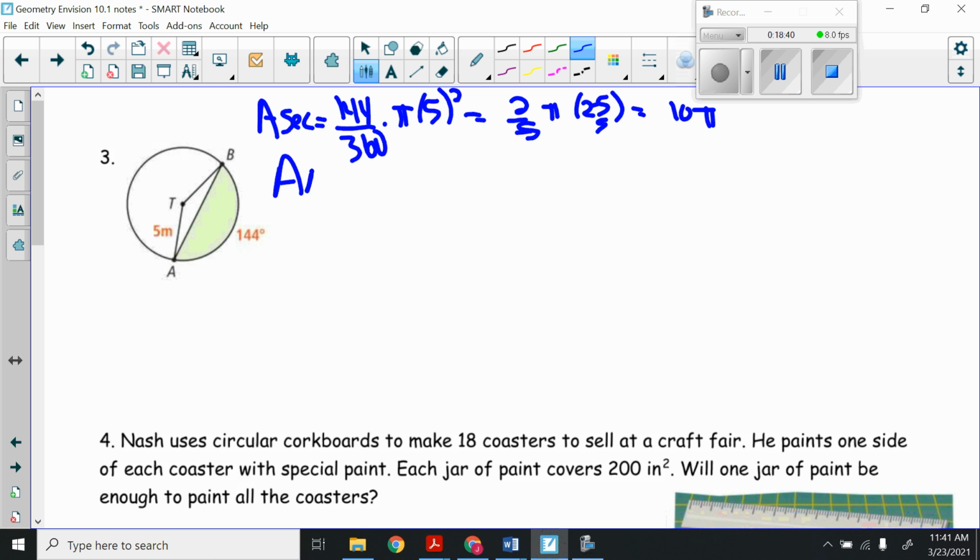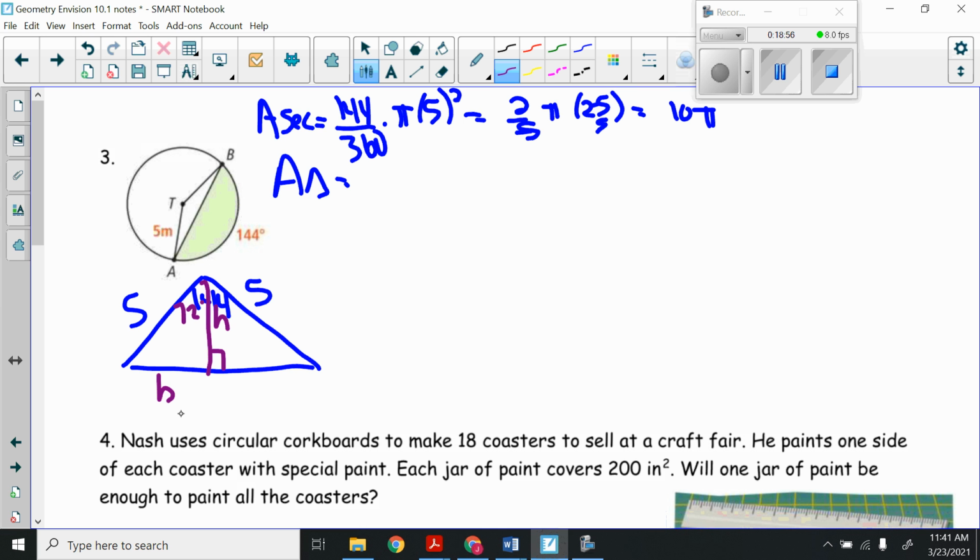The area of my triangle. So now I'm going to pull out this triangle. I know that this started out being 144. These are both 5. When I drop my altitude down, that split this in half, so now it's 72 degrees. I want my height and my base, so here we're going to have to do SOHCAHTOA. If I do the cosine of 72, it's going to be h over 5. When I solve that, I'm going to find that my height is approximately 1.55.